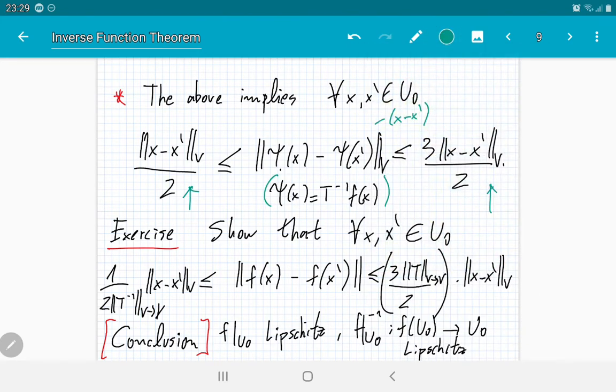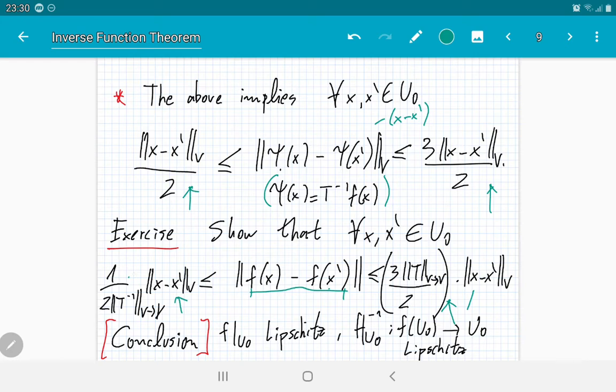So I claim you can show the following: that if I look at f of x itself, then not only is it a Lipschitz function, so it controls the distance between f of x and f of x prime, but you also have a kind of Lipschitz property from below, that the distance between f of x and f of x prime is at least the distance between x and x prime times a constant. And these are the constants you get.